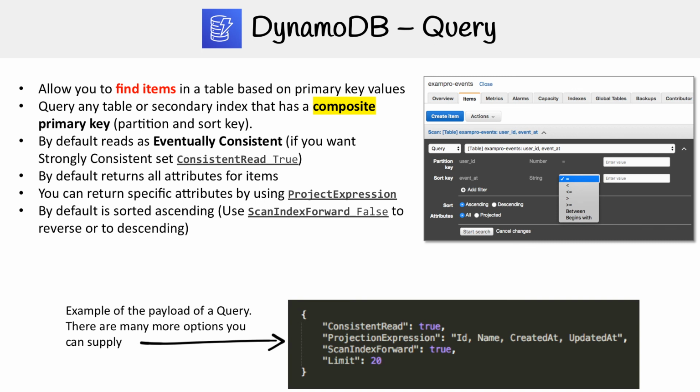And we can limit it. So we say I only want 20. And there's a lot of different options, but these are the most important ones for you to know.